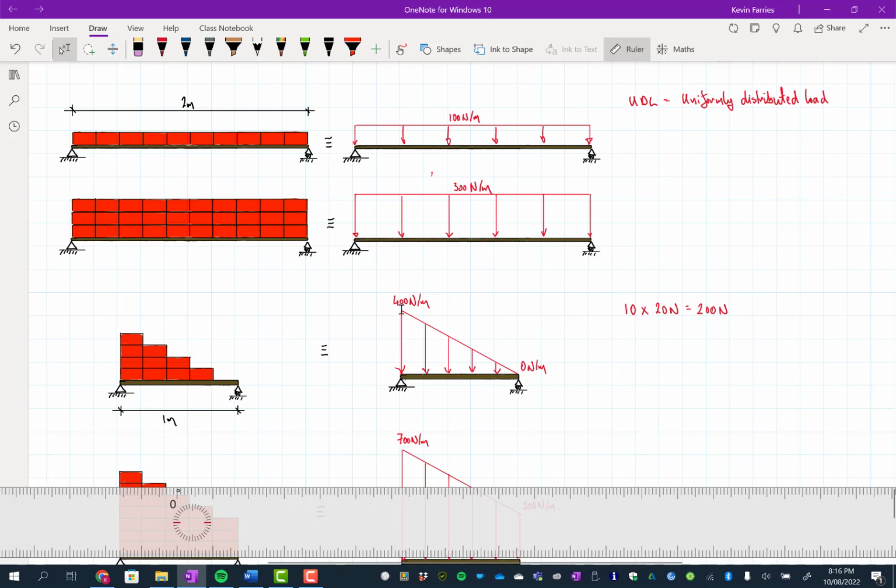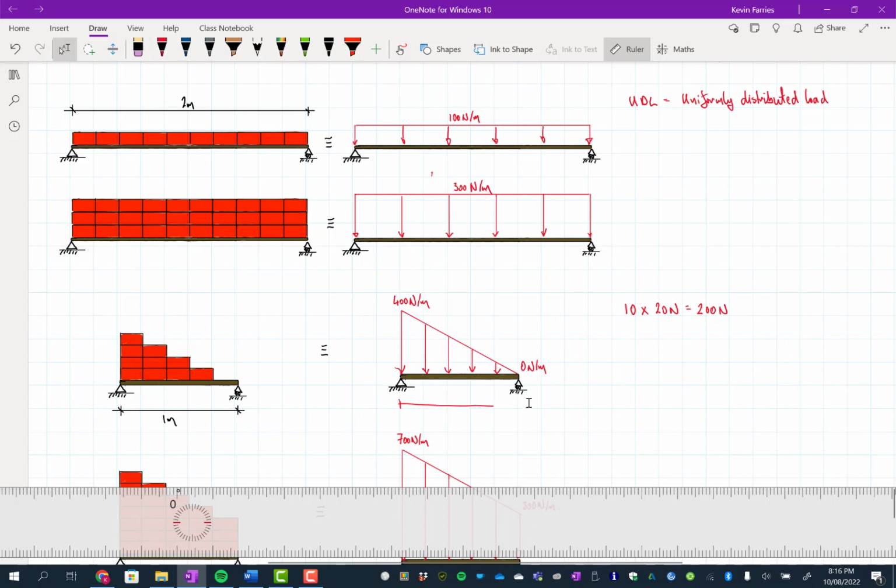So what we can do here is we can take this line load and figure out the area of this. It's a triangle. It's got a height of 400 newtons per meter, and it's got a base length of 1 meter. You have to make sure that the unit here is the same as the length unit you're working in. So this is per meter, and this is 1 meter long.